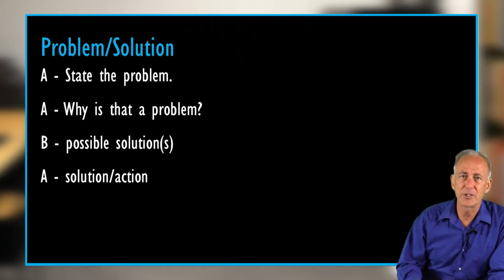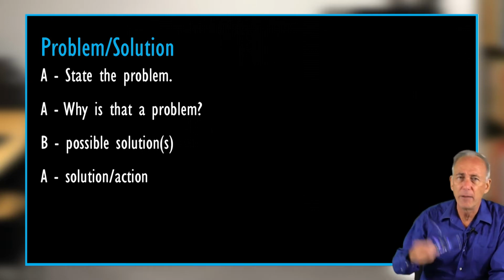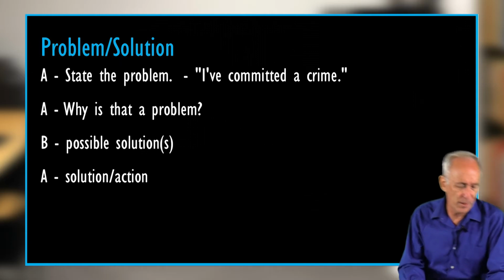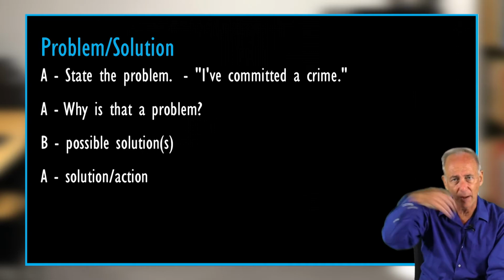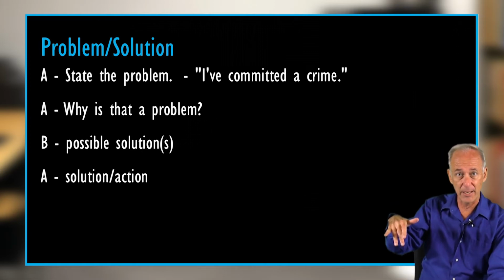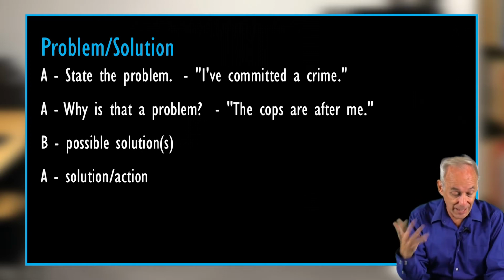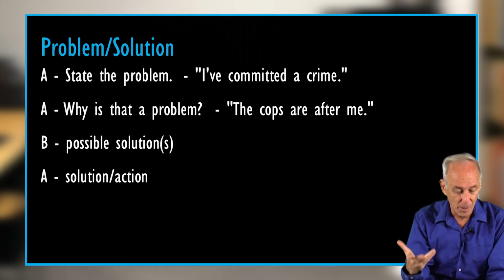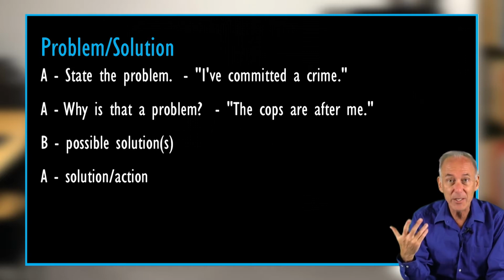Like, for instance, in the first A, I've just committed a crime. Maybe I've robbed someone, maybe I've killed someone, and so that's the first A section. I've committed a crime. And then the next A is, the police are after me. That's a problem. Here's my problem. I committed a crime. So why is that a problem? Well, the police are after me.